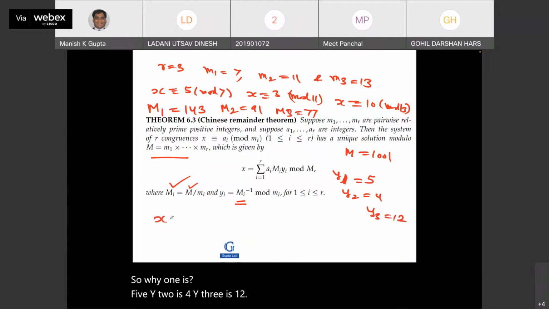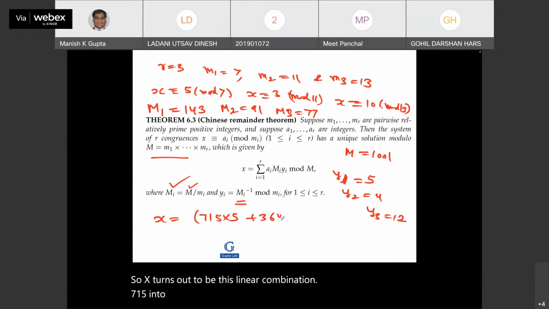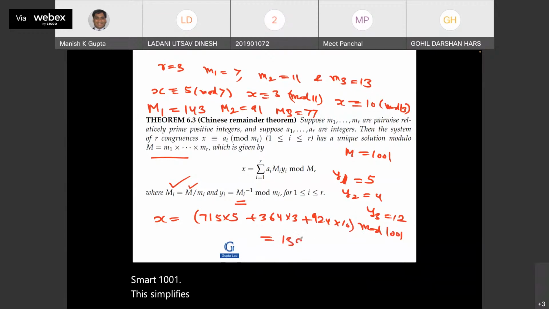So x turns out to be this linear combination: 715 into 5 plus 364 into 3 plus 924 into 10, mod 1001. This simplifies to 13907 mod 1001, which is equal to 894. So this is your Chinese Remainder Theorem.